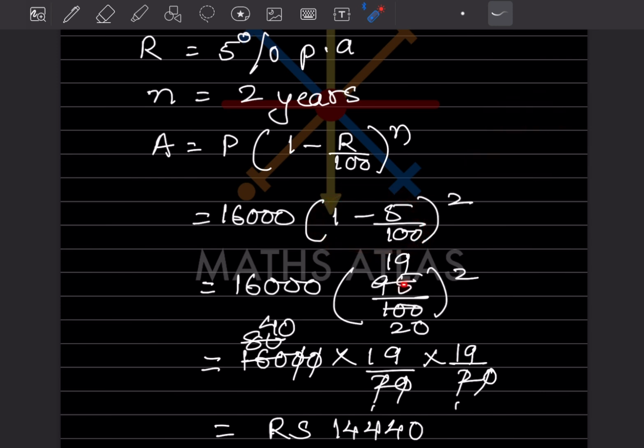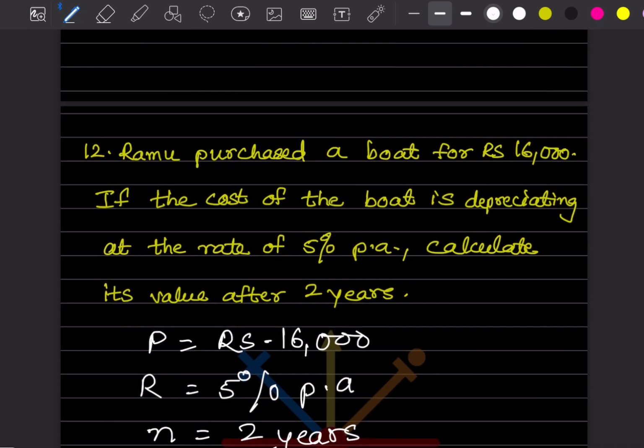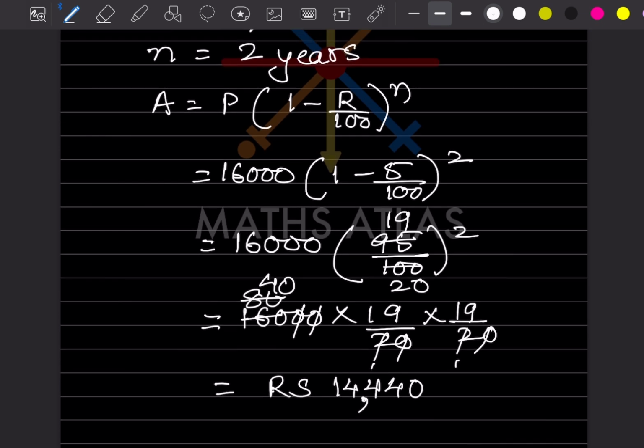So now 95 by 100, we can simplify it. 5 19s are 95, 5 20s are 100. Raised to 2. 19 by 20 into 19 by 20. This and this gets cancelled. This and this gets cancelled. 2 1s are 2, 80s are, again 2 1s are 2, 40s are. You can do it whichever way you feel easy to simplify. So this into this into this one, 40 into this one, you get 14,440. So that is what I calculated as its value after 2 years. So this is the answer.